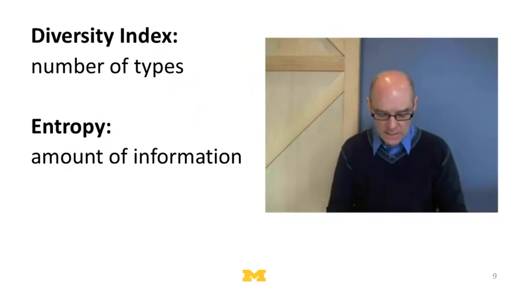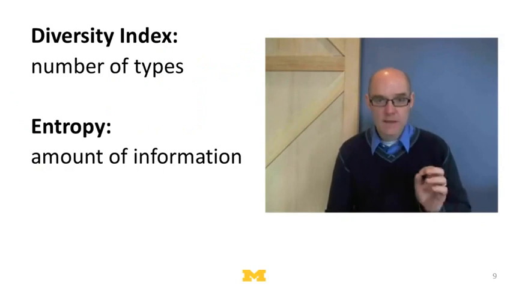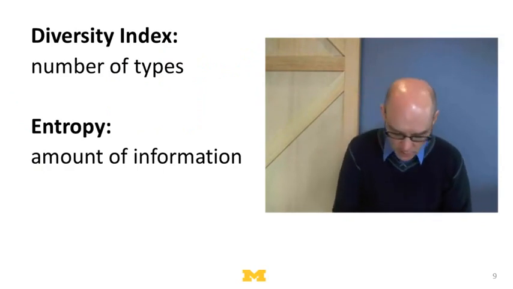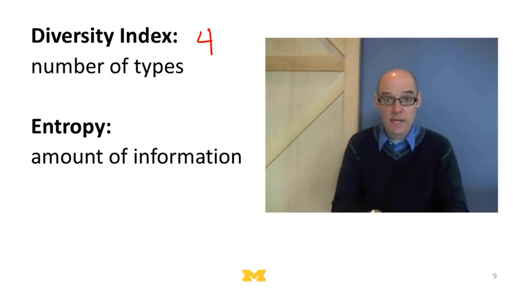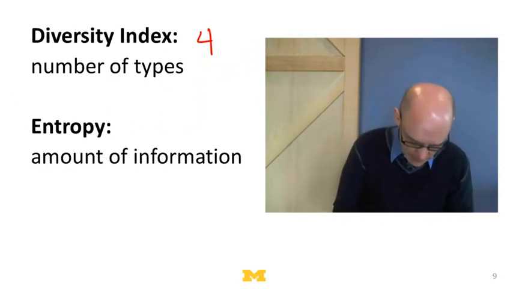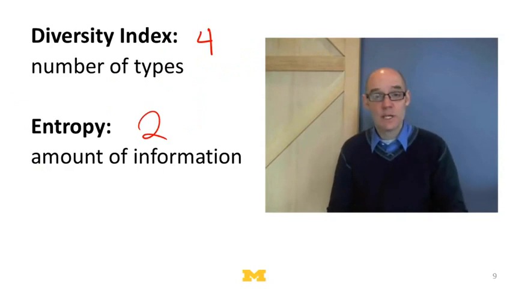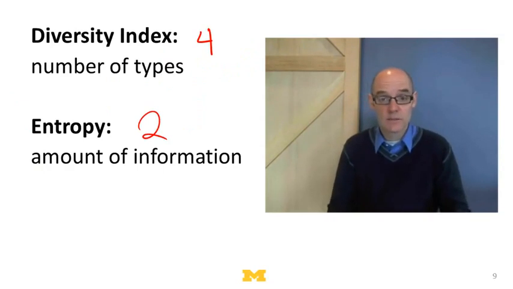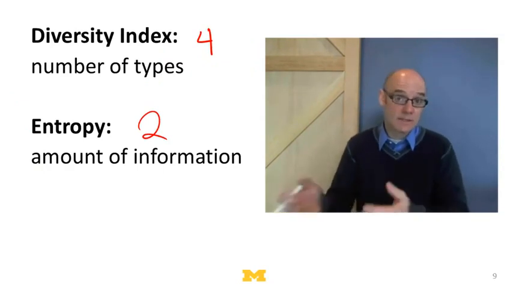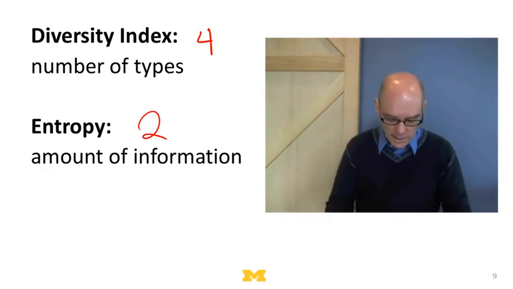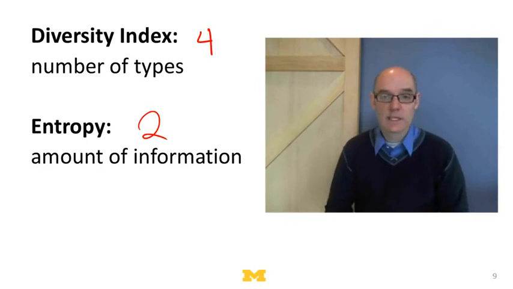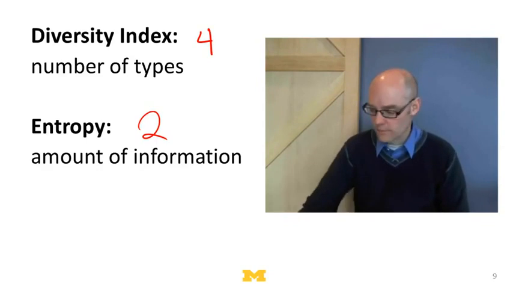To summarize, the diversity index tells you sort of the number of types, and entropy tells you the amount of information you would need to identify the type. Right, so in our example, the diversity index was 4 because there were 4 equally likely types, right? A, B, C, and D were all equally likely. And the entropy was 2 because with 2 questions, you could identify which the type was, right? You could ask, is it A or B or C or D? And if they said C or D, then you could say, was it D? If they said yes, it's D. If they said no, it's C. So entropy is the amount of information, diversity index is the number of types. Either one of these things will work.